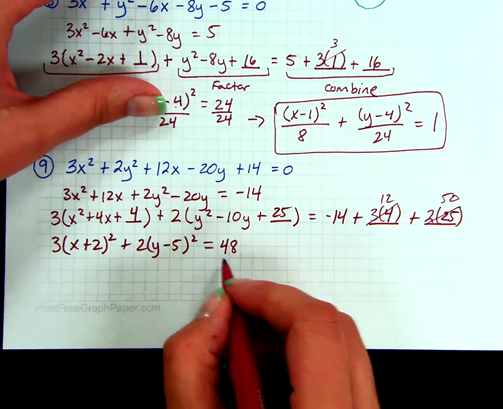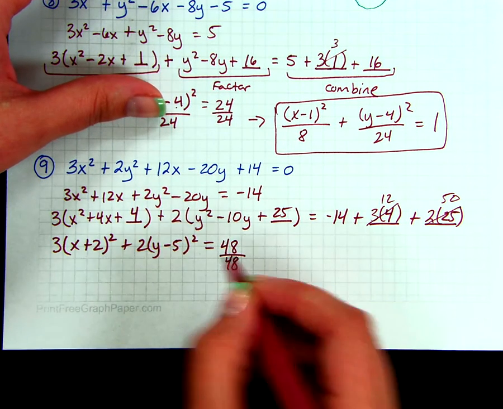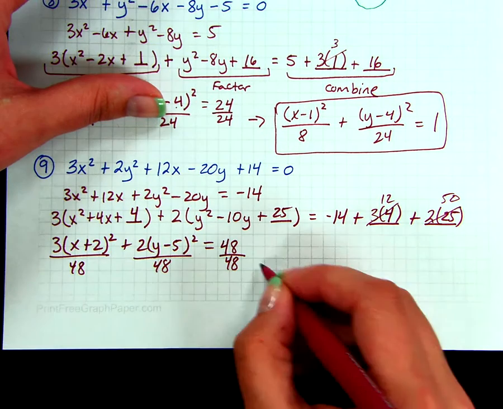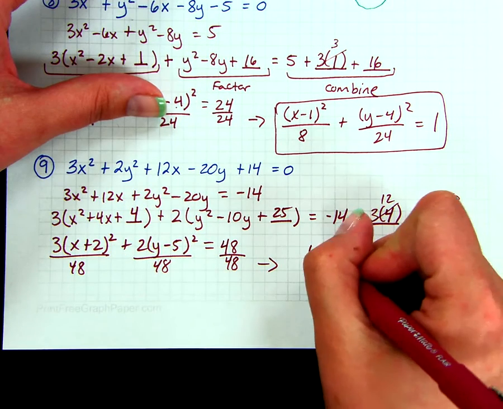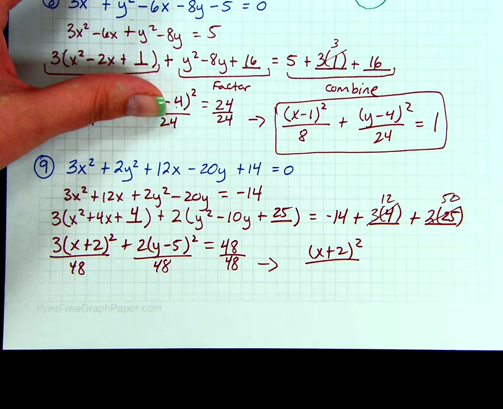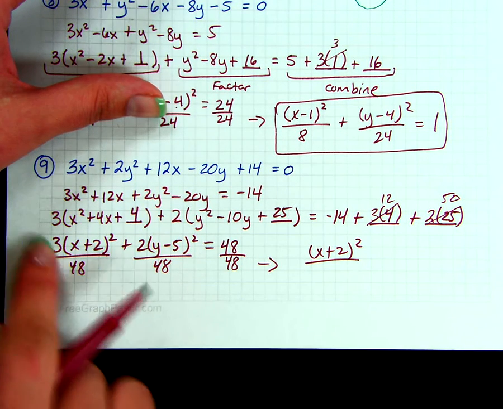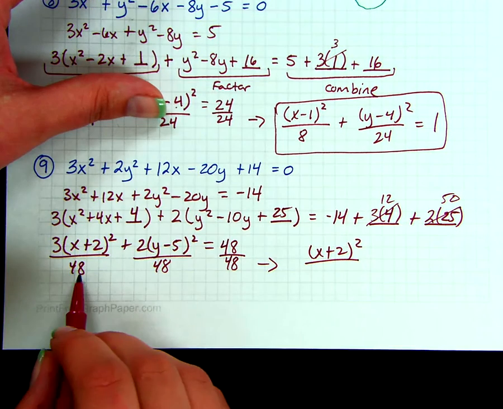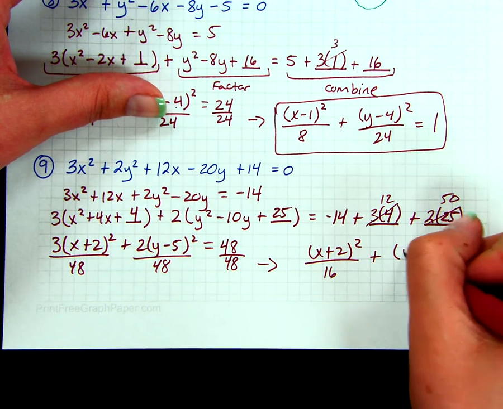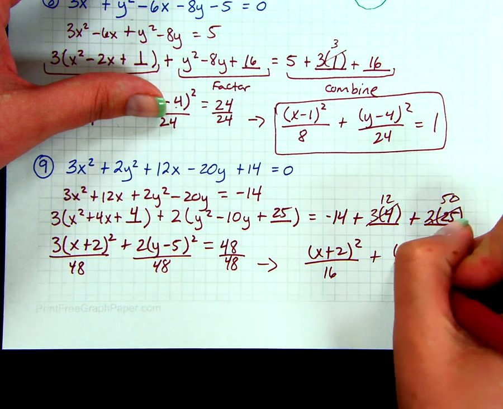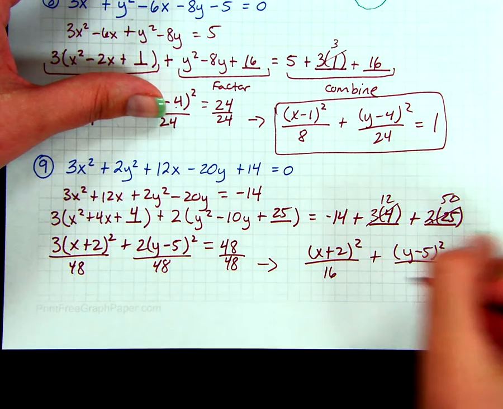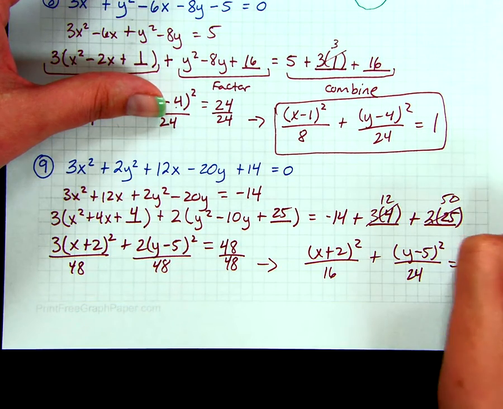Okay. And then we want this to be a 1, so now we're going to divide everything by 48. And then we just simplify our fraction. So x plus 2 squared over 3 over 48. So these are both divisible by 3. So 48 divided by 3 is 16. And then y minus 5 squared. So again, we're simplifying. So these are both divisible by 2. So 48 divided by 2 is going to be 24 equals 1.